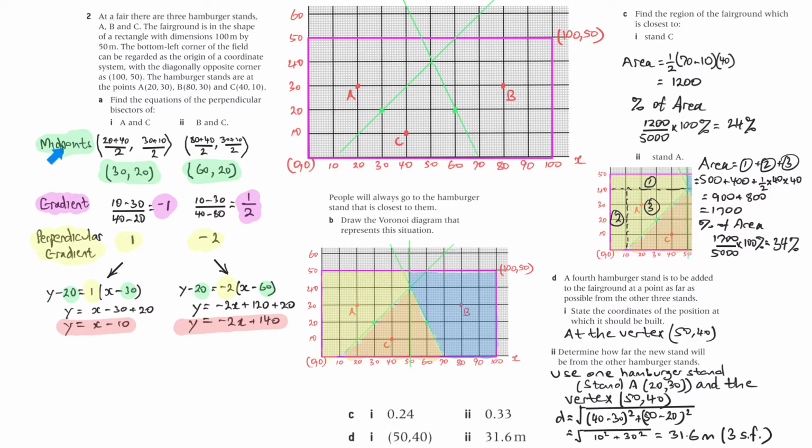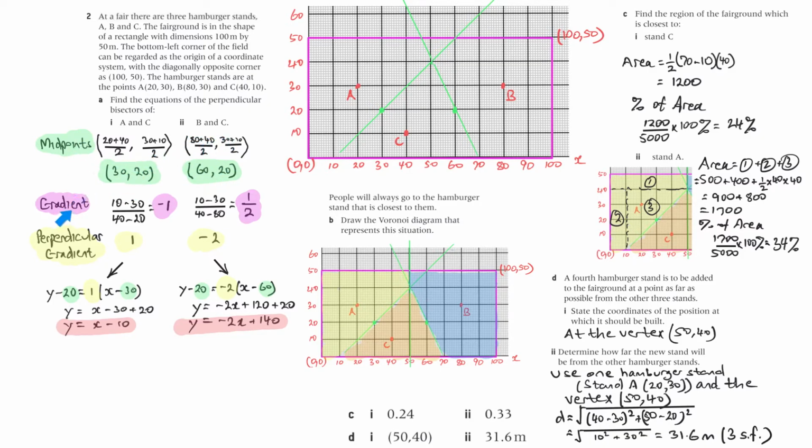First thing is to find the midpoints. Well, we find the midpoints by using the average. So the average between A and C is 20 plus 40 for the x's divided by 2. That's 60 on 2 is 30. And 30 is A and C. 30 and 10 is 40 divided by 2 is 20. We did the same for B and C.